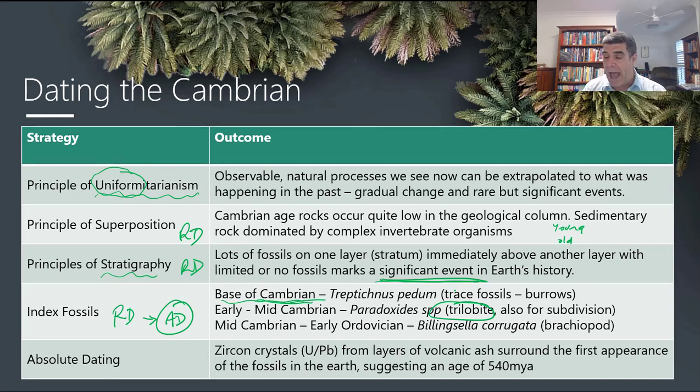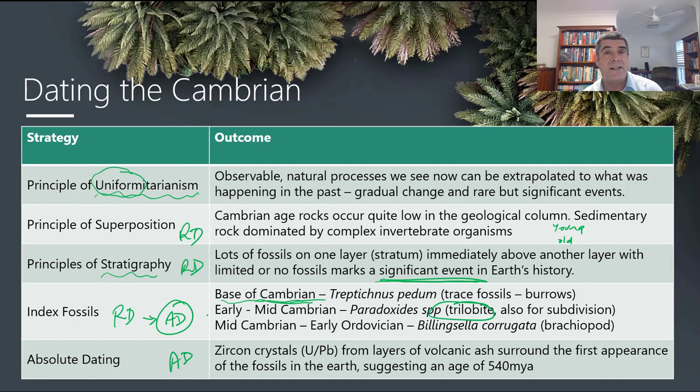So if we're going to do absolute dating, then what we need to do is look at a radioisotope. Again, we fall back on one of those crystals that we've looked at previously, the zircon crystals, which are really good for aging very old rocks that were laid down in layers of volcanic ash.